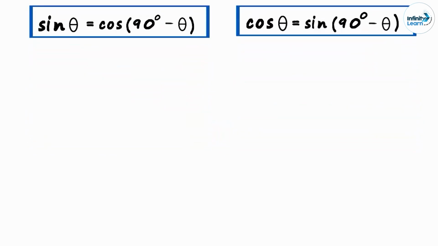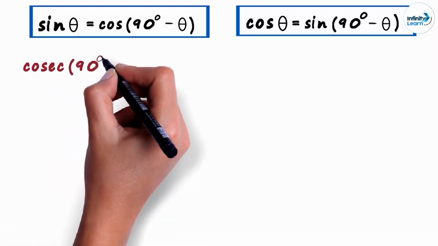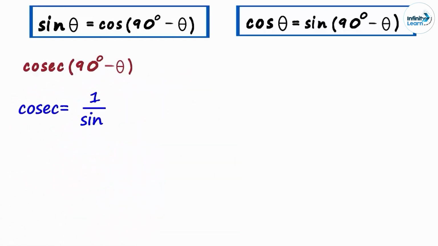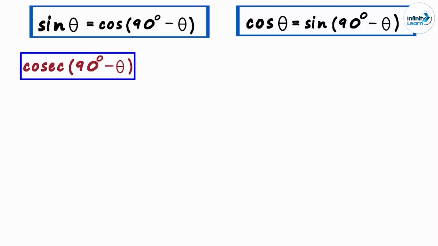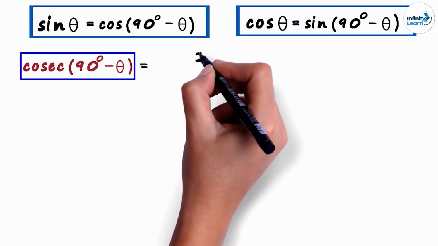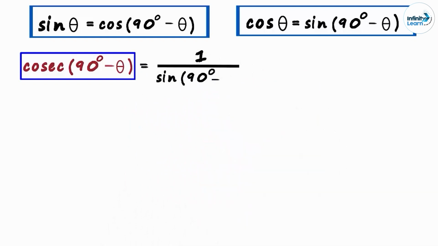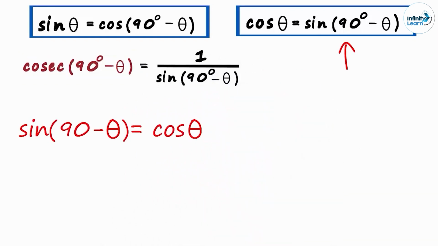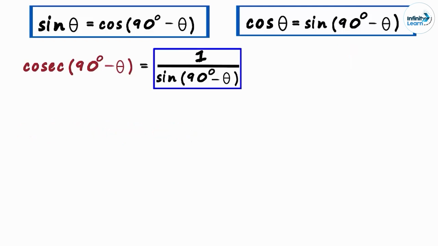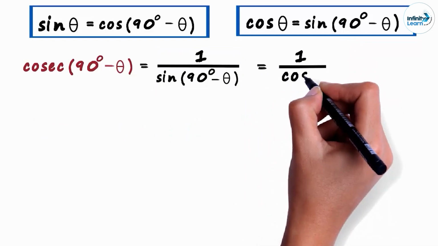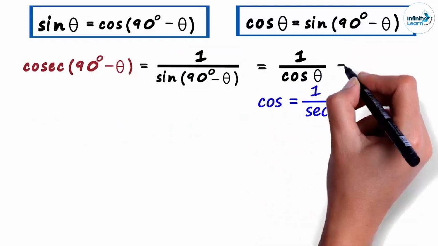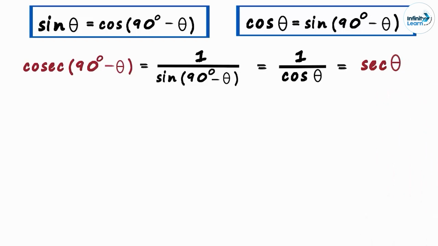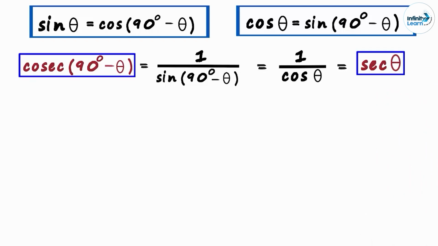First, let's try and figure out cosec 90 degrees minus theta. Cosec is the reciprocal of sine, so cosec 90 degrees minus theta will equal 1 by sin 90 degrees minus theta. From this equation, we can say that sin of 90 minus theta equals cos theta. This ratio can therefore be written as 1 by cos theta. The reciprocal of cos theta is sec theta. This tells us that the secant of an angle will equal the cosecant of its complementary angle.